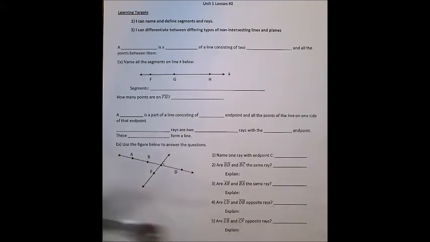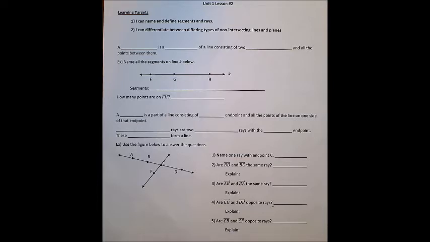Welcome. We're on the second lesson of the first unit of geometry. So we're still talking about the basic building blocks, being able to name and identify pieces and lines and all that stuff. At the end of this lesson, you should be able to name and define segments and rays, and you should be able to tell the difference between different types of non-intersecting lines and planes.